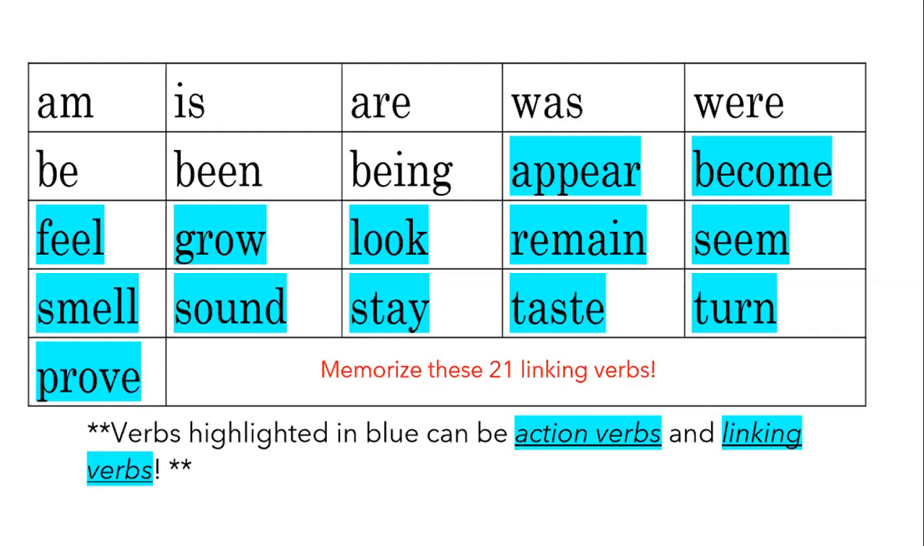Again, the first 8 can also act as being verbs and as helping verbs. And the ones that are highlighted can act as action verbs and linking verbs. So be very cautious with sentences. Just read them carefully. All right? Okay.